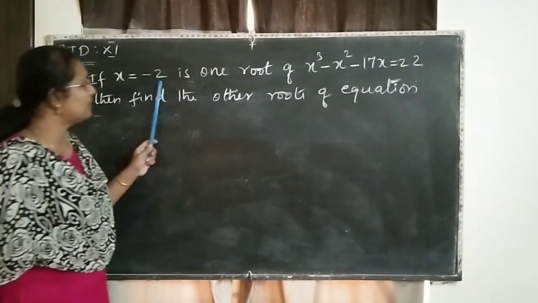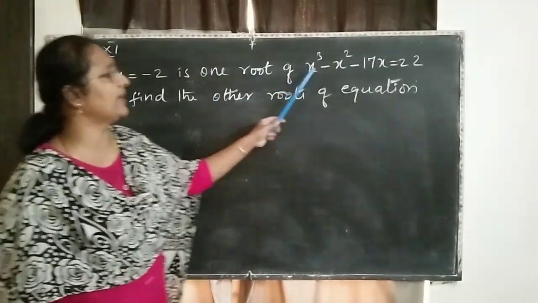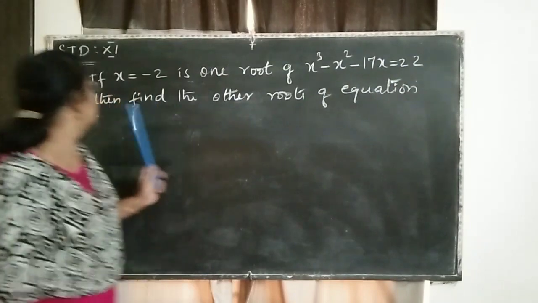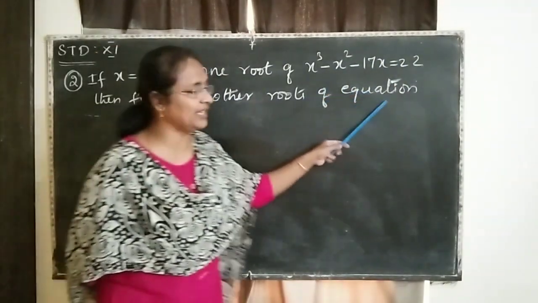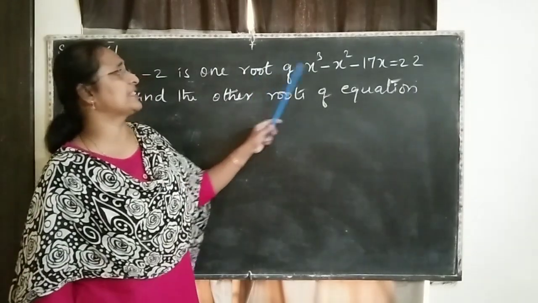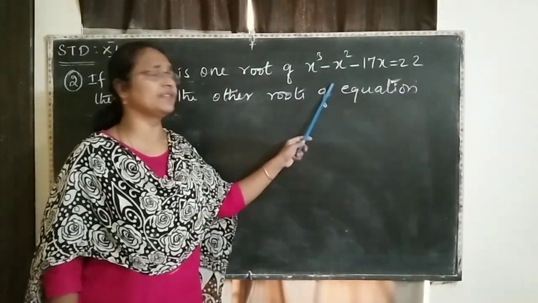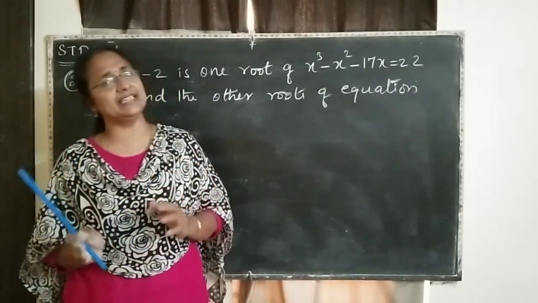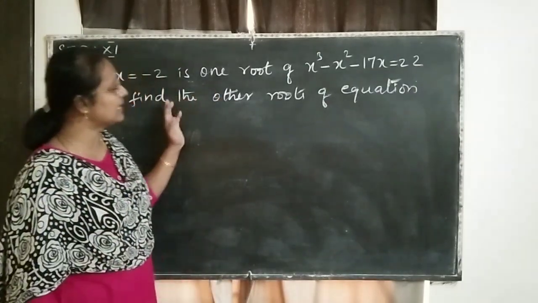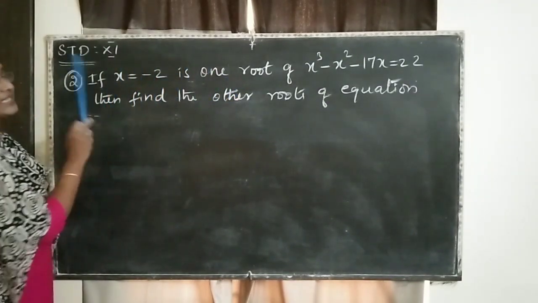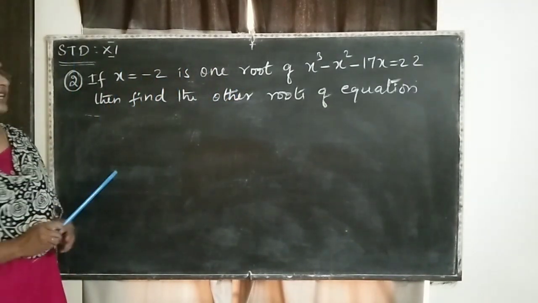If x equals minus 2 is one root of x cube minus x square minus 17x equals 22, then find the other roots of the equation. Now look into this. The root of this expression or the zeros of the expression all mean the same. Is it clear? The terms are slightly different, but the value of x is termed as a root, and the value of x is termed as the zero of the given expression.